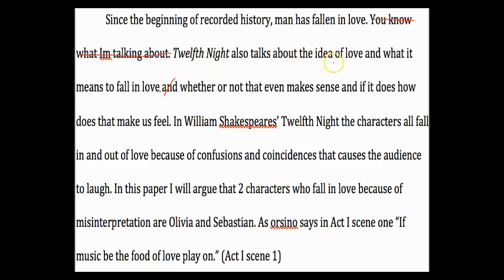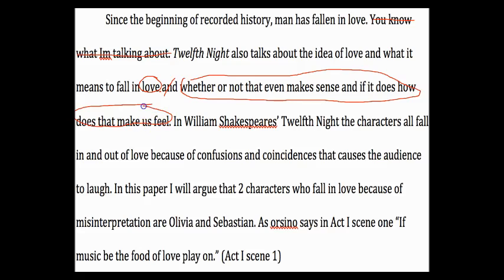So now: "Twelfth Night also talks about the idea of love and what it means to fall in love." Perhaps this word we could add or substitute a stronger word than love in there. As it goes on, "whether or not that even makes sense, and if it does, how does that make us feel?" So for here, we could actually maybe even rearrange this sentence so that way it makes some more sense to us.